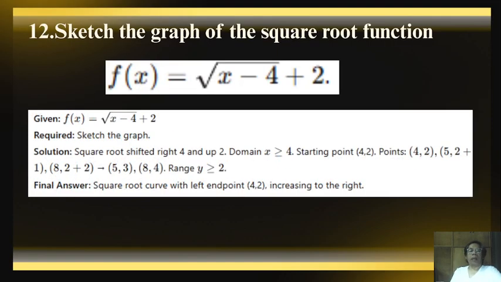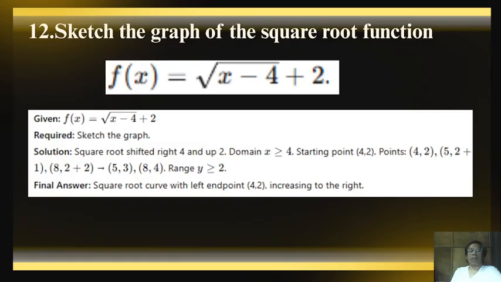Practice problem number 12. Sketch the graph of the square root function. So a function of x is equal to the square root of x minus 4, plus 2. We are asked to sketch the graph. So solution: the square root function shifted right 4.